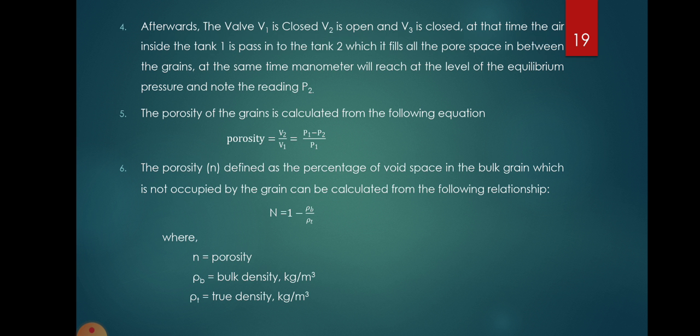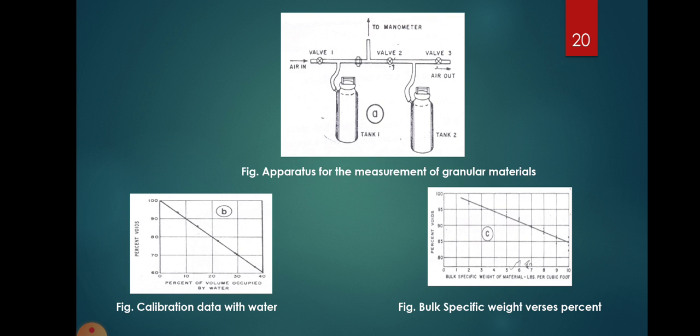The porosity of the grain is calculated from the following equation. Porosity is equal to V2 by V1, which is equal to P1 minus P2 by P1. We have already discussed in our previous slide that porosity can also be found out by the relationship of bulk density and true density. So this is the apparatus for the measurement of porosity of a granular material. So that is the two tank method.